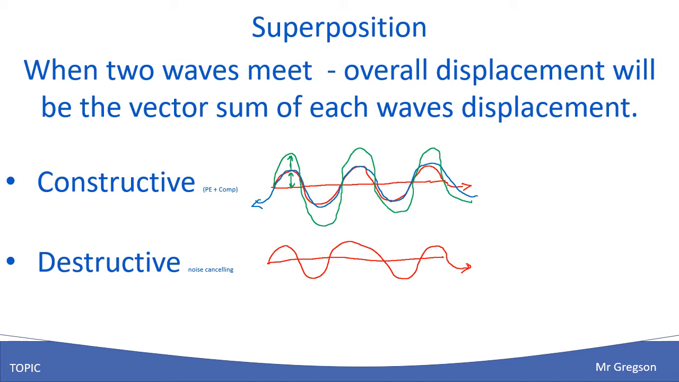Destructive superposition is probably the more interesting one for those of you who have noise cancelling headphones. This time around, I know I should swap back to blue, but I can't be bothered to. So this time we've got our wave going the opposite way. Now, the way this would be generated is, you'd have a little microphone on the outside of your headphones that would hear that frequency. And what they do is they then create another frequency that's 180 degrees out of phase, and play it to you at the same time.